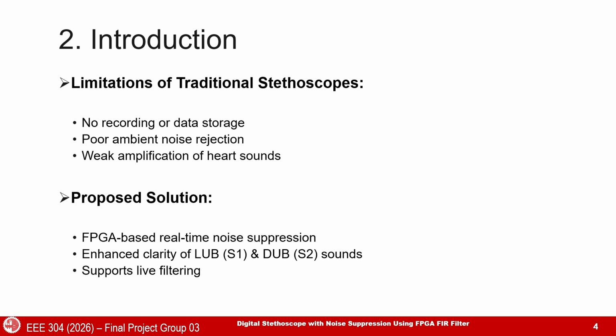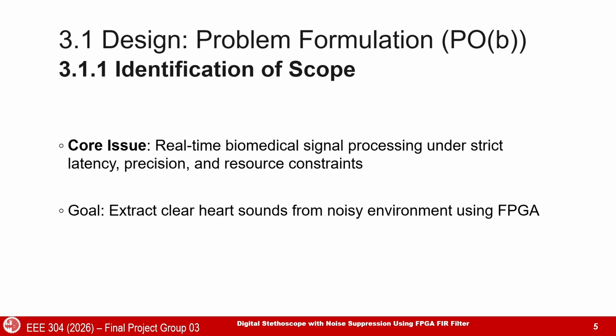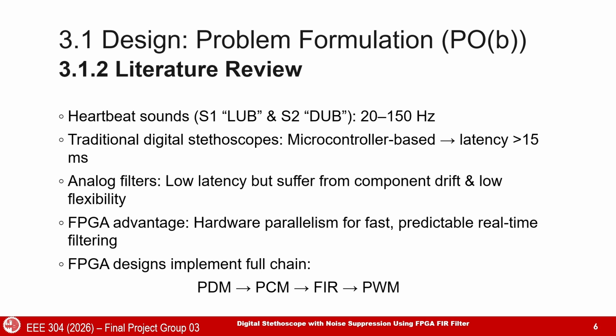Traditional stethoscopes have several limitations. They cannot store data, have poor noise rejection, and fail to amplify weak sounds. To overcome this issue, our proposed system is based on an FPGA that performs real-time filtering and enhances the clarity of important heart sounds. The main challenge is to filter biomedical signals in real time. Heart sounds typically lie between 20 and 150 Hz. Analog filters are faster but lack flexibility. So we can use an FPGA, which allows parallel processing, ensuring fast performance.